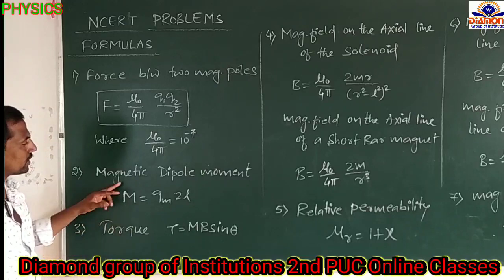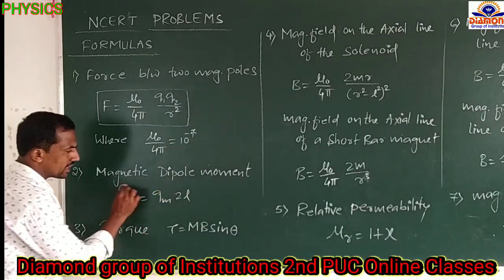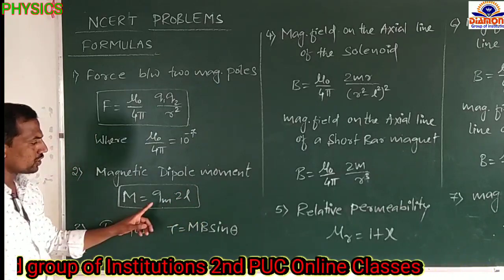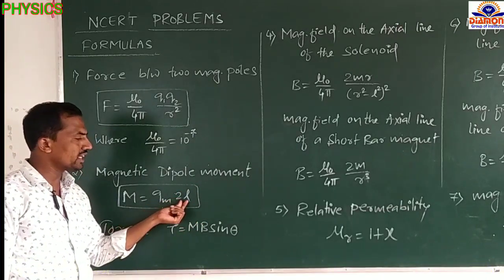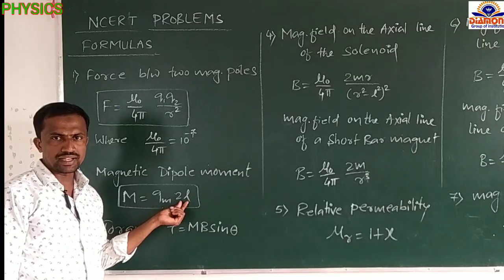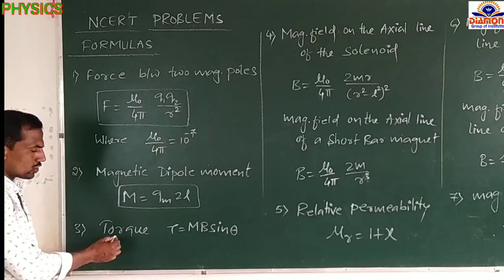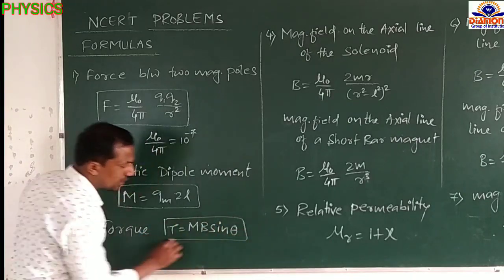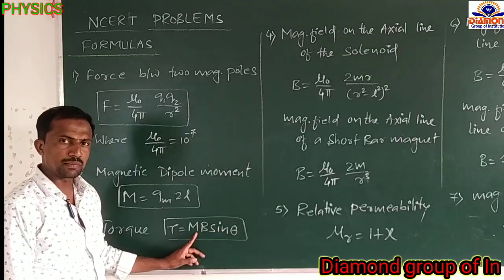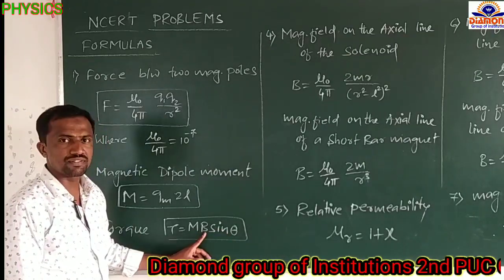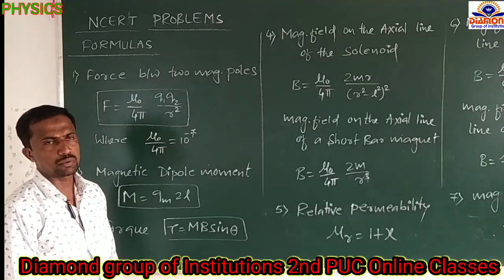The next formula, as you know already, is magnetic dipole moment. The formula of magnetic dipole moment is Qm into 2l, pole strength and length of the magnet, or magnetic length. The next one, torque. Torque equals m b sin theta. What is m? Magnetic dipole moment. What is b? Magnetic field. Theta is the angle between magnetic field and magnetic dipole moment.